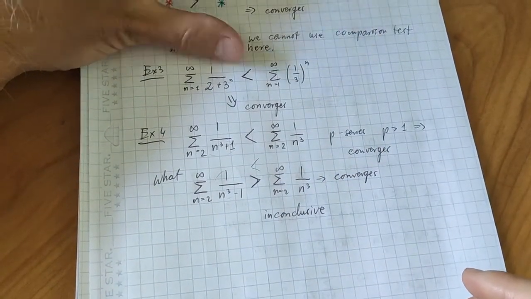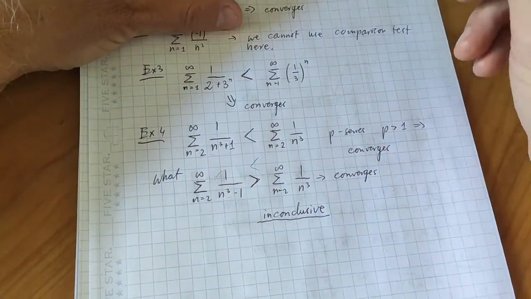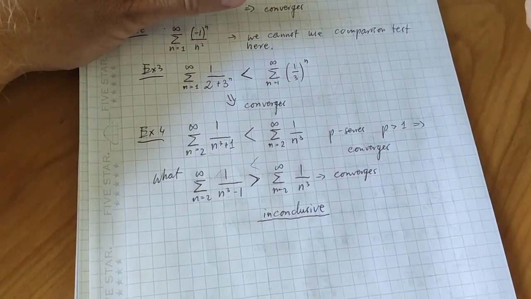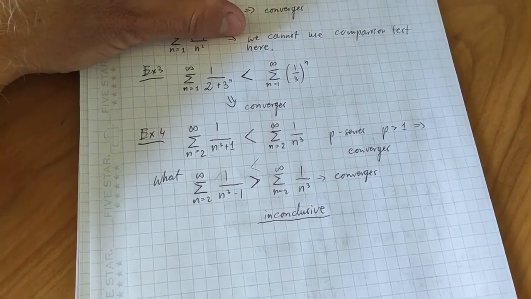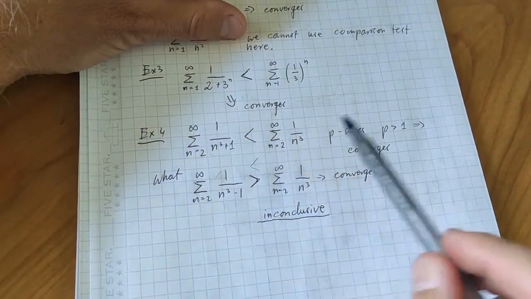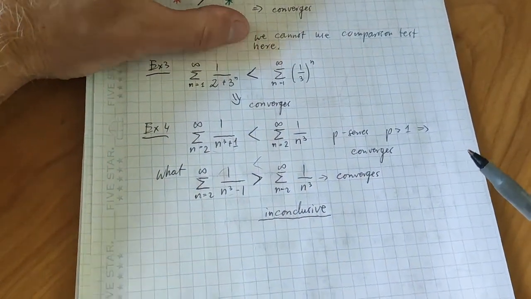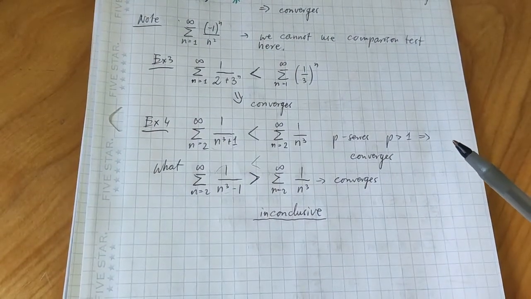Alright. Yeah, so that's a handicap of that test, that we can only use it with positive terms, and we can only use it when the relationship is preserved. Alright, so let's stop here. I'll see you in the next lecture.